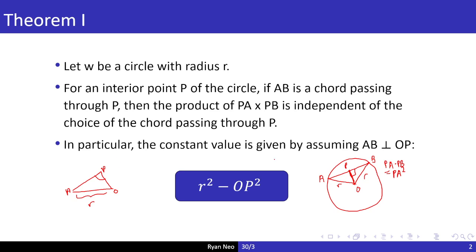So what is PA squared? In fact, by the Pythagorean theorem, if you apply it to this triangle, you get PA squared plus OP squared equals R squared. And when you move OP squared to the other side, PA squared equals R squared minus OP squared, which is where this formula comes from. That's a constant value. Alright, so let's move on to the next slide.